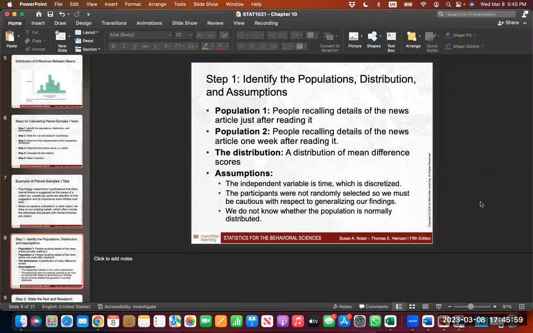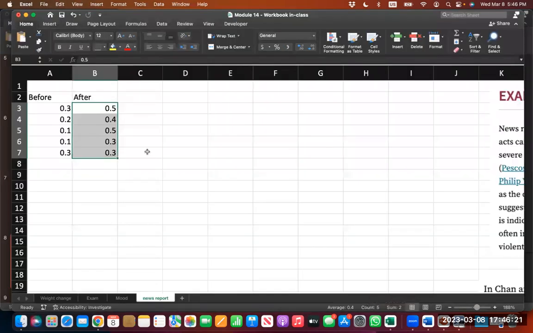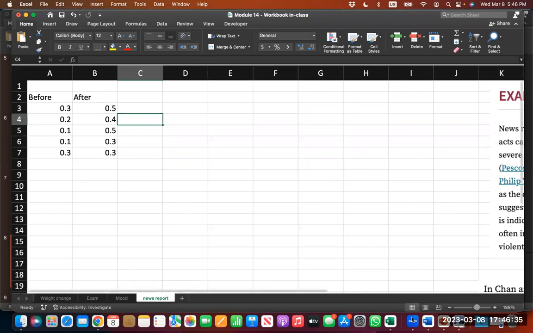Participants were not randomly selected, so we must be cautious with respect to generalizability. Random sampling is the next assumption of the t-distribution sample comparison, and we do not know whether the population is normally distributed. So we're not sure whether these are normally distributed. We don't know, and we assume it's not randomly sampled, and likely it is biased. And well, that makes it complicated.